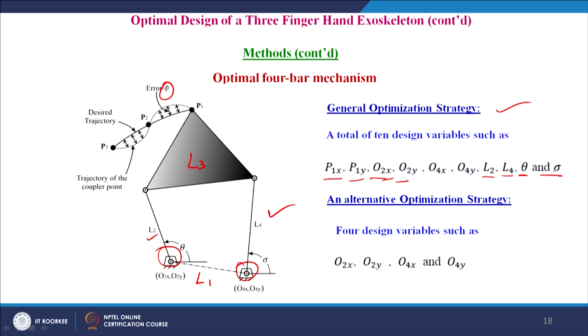So these 10 design variables can be obtained from the general optimization strategy, but the alternative smart optimization strategy is that we could have 4 design variables to be obtained from the optimization methodology in such a way that by giving the other parameters a priori, the other 6 parameters are determined, and only the O2 and O4 points, that is the pivot points, will be the design variables of the optimization output.